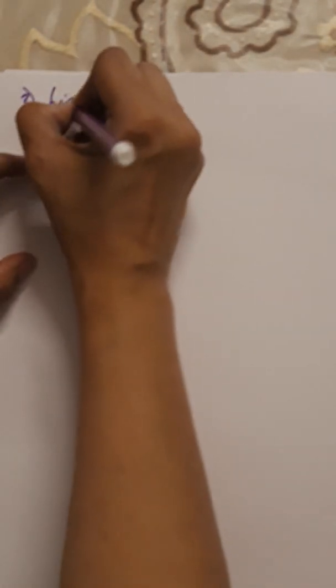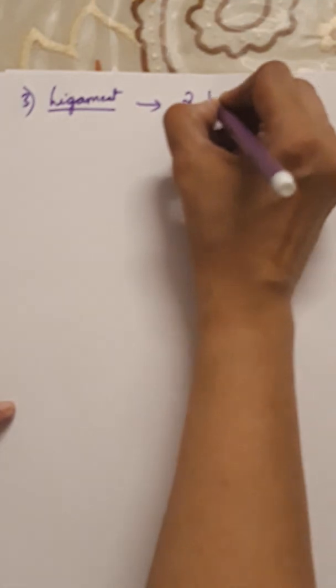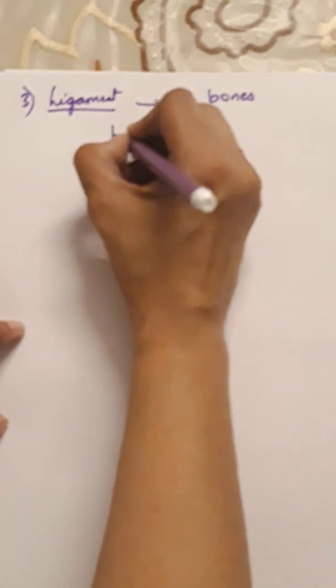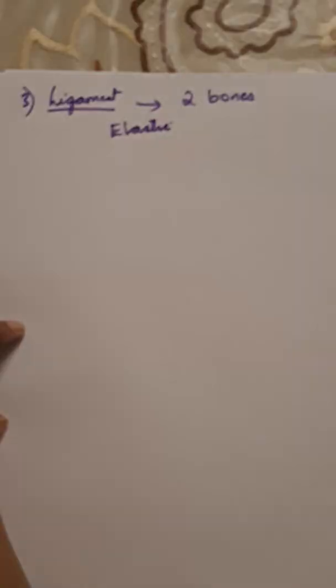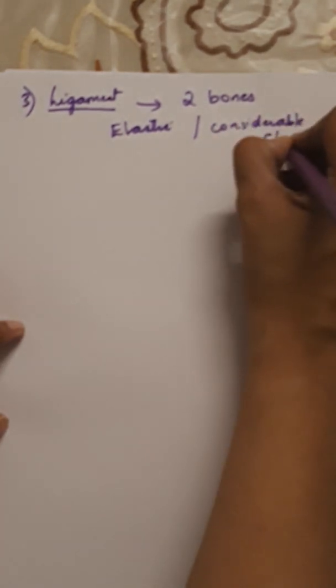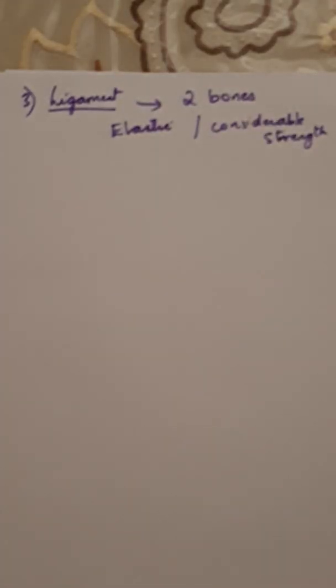The third connective tissue that we come to is the ligament. Ligament is basically a connective tissue that connects two bones to each other. And this particular tissue is elastic, and it has considerable strength. This tissue, the ligament, contains very little matrix. Now this is a picture of ligament, which is a connective tissue.